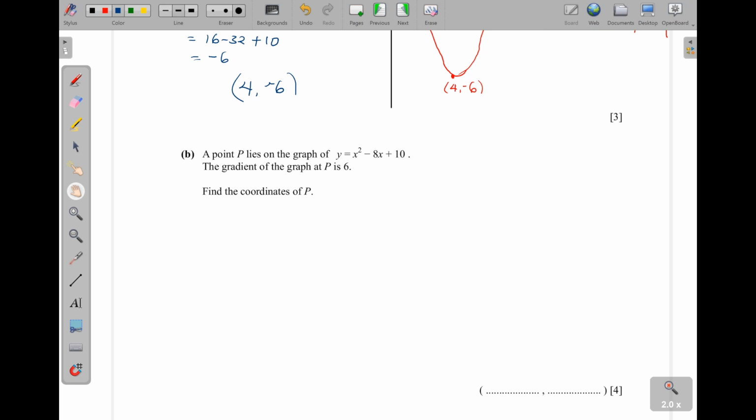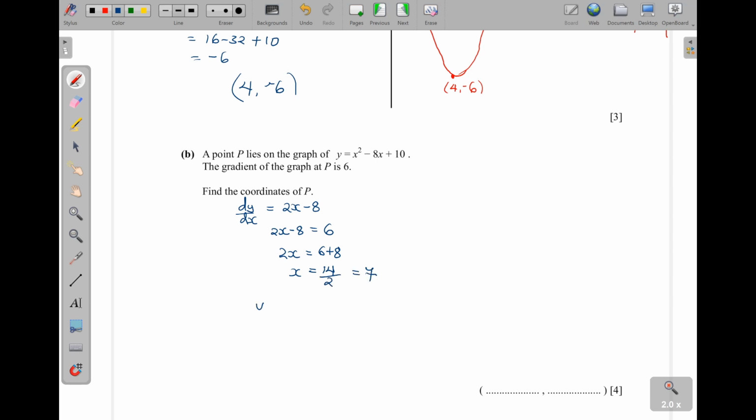So I will say that dy/dx is going to be equal to 2x minus 8. Now this is the gradient function. Now this gradient function is equal to this 6 here at that point, because they say the gradient of the graph at point P is 6. Then solve for this x here. 6 plus 8, that is 14. Then when I need x, it will be this 14 here. Then I divide by 2, which will be a 7.